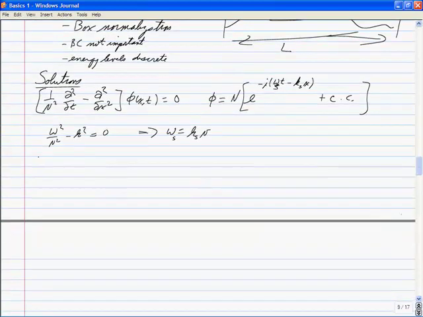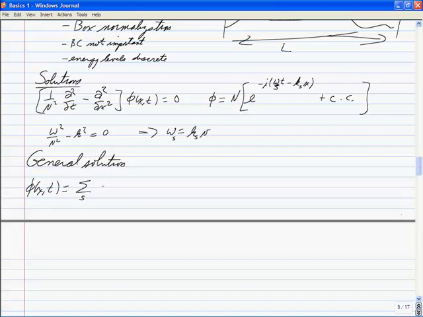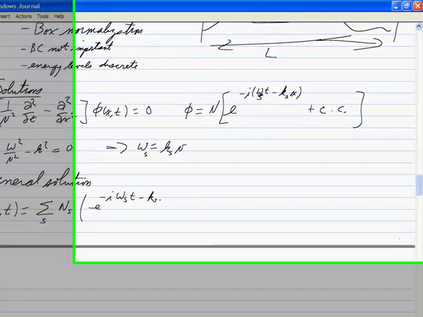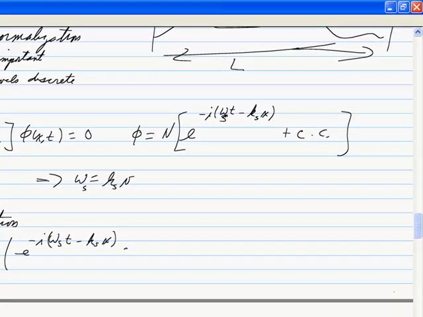So our most general solution is we take phi of x and t, sum over s, there's some normalization, e to the minus i omega s t minus k s x, a of s, plus the complex conjugate, which is e to the plus i omega s t minus k s x, and I will use this as a dagger, because I'm now going to start treating this as an operator, because this is suddenly going to be quantum.